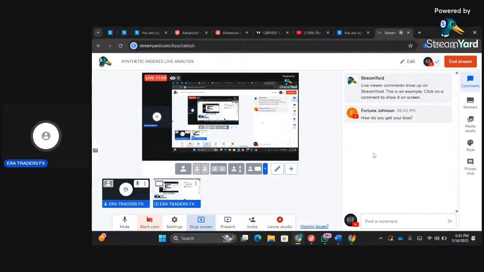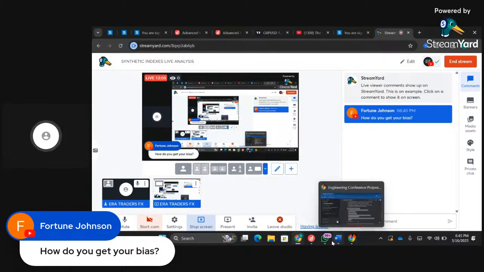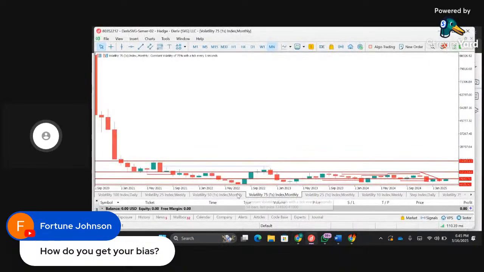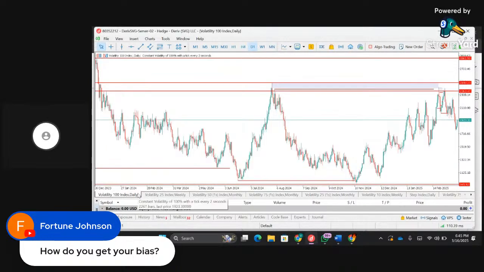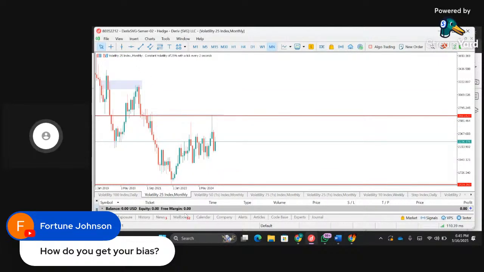All right, so 14 just asked how do you get your bias? First of all, it's from the higher time frame, the main drivers of the market. For example, for V100, let's use this monthly time frame. Looking at this, you see that it's clearly on a downtrend. But what we are looking for is not just that it's on a downtrend. We're looking for a sweep, a break of structure, and a neat liquidity that will be like our POI before that zone and everything.